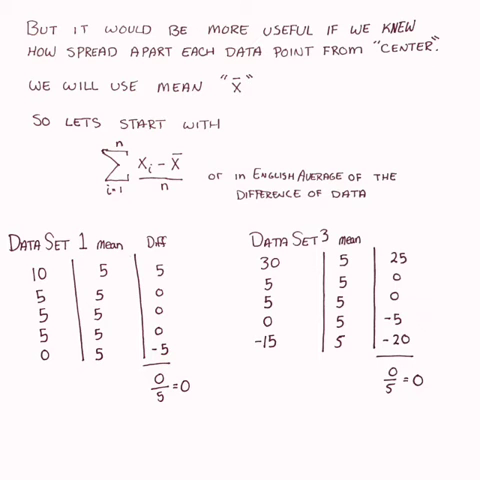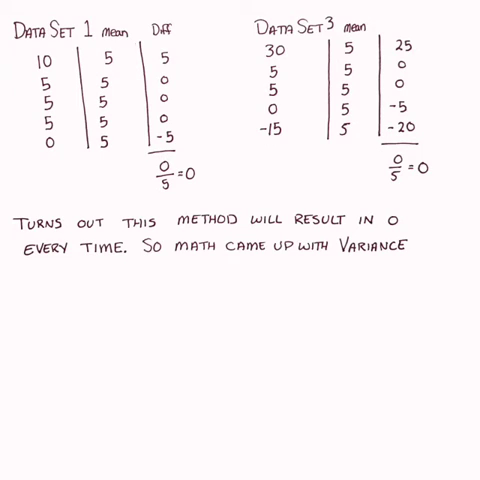That 0 doesn't seem very descriptive, so we try another, data set 3. Do the same thing, set up the 3 columns, I add them all up, and I get 0 again. Turns out, if we try to find the distance from the mean of all these and add them all up, well, by definition of the average, it's always going to be 0.